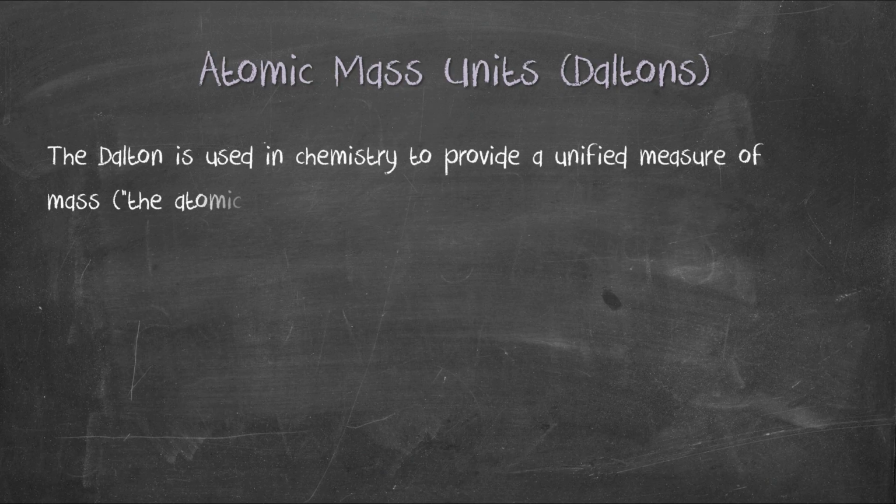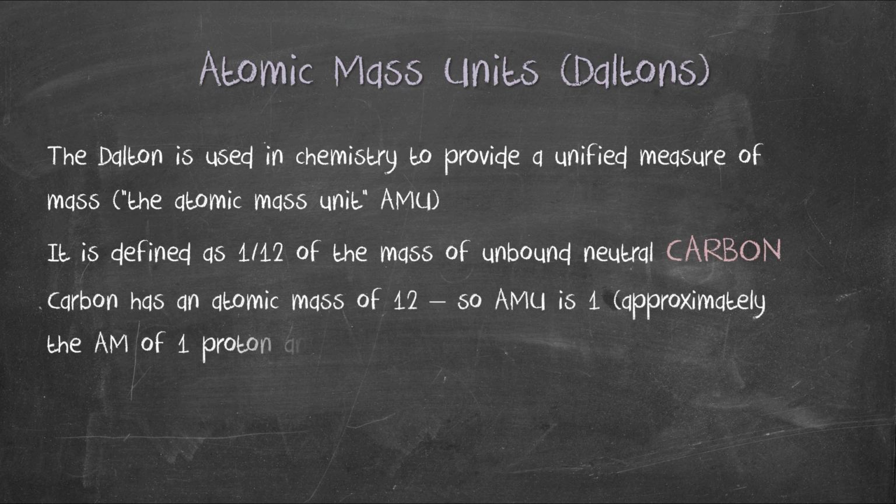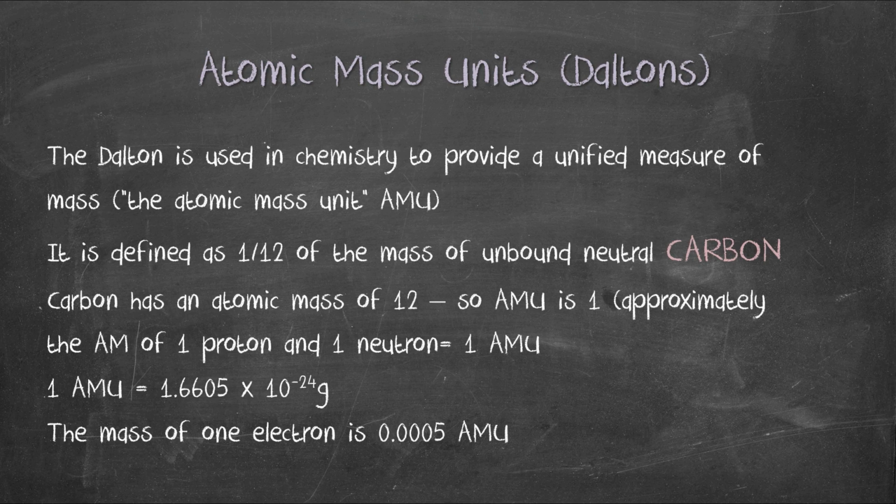The atomic mass unit is measured in Daltons. The Dalton is used in chemistry to provide a unified measure of mass, the so-called AMU, atomic mass unit. And it is defined as 1/12 of the mass of unbound neutral carbon. Carbon has an atomic mass of 12, so an AMU is approximately the atomic mass of 1 proton or 1 neutron, 1 atomic mass unit. 1 atomic mass unit contains 1.6605 times 10 to the power of minus 24 grams. The mass of 1 electron is 0.0005 atomic mass units.